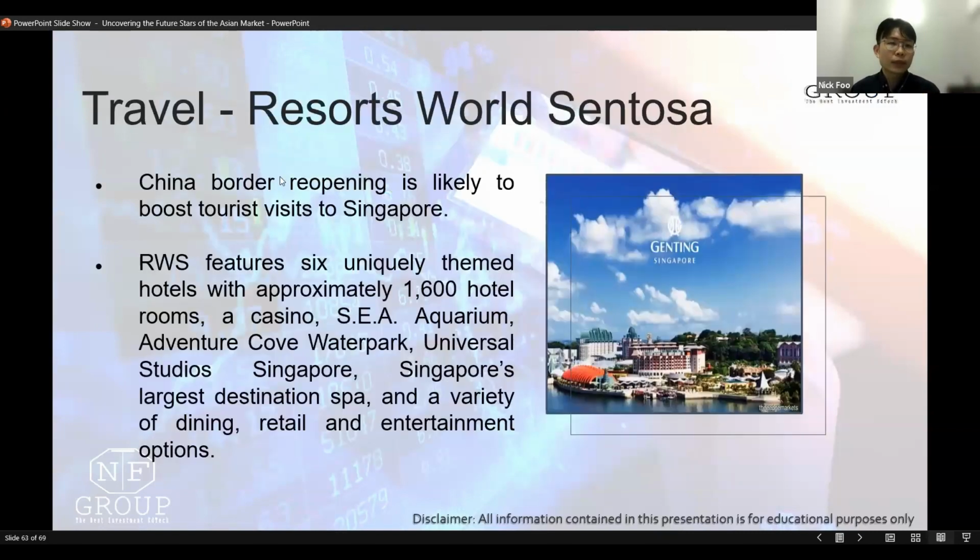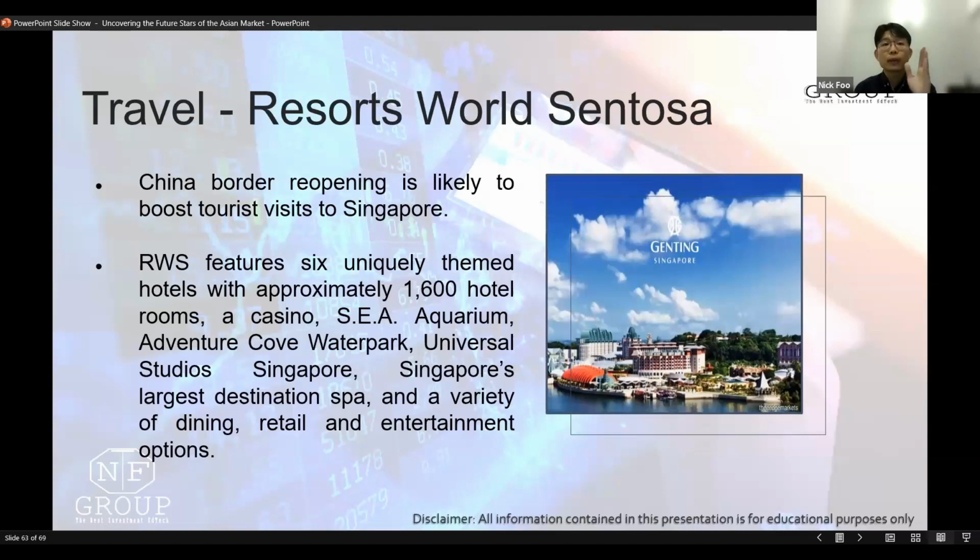Now another sector will be travel. If you are a China visitor, when you come to Singapore, you must go to Resorts World Singapore, Genting Singapore. Am I right? Because Resorts World Singapore features 6 uniquely themed hotels. They have a casino, water park, Universal Studios. So I think China visitors will definitely go to Resorts World Singapore, ladies and gentlemen, because there are so many entertainment options.